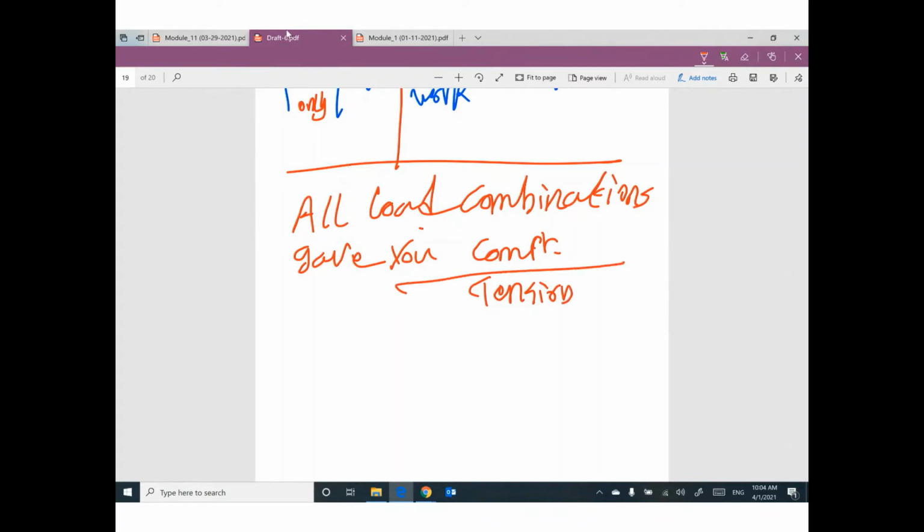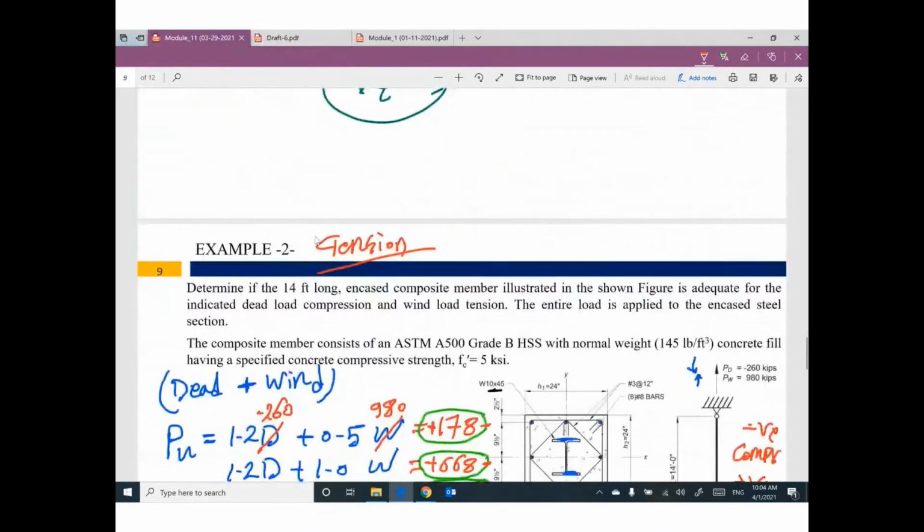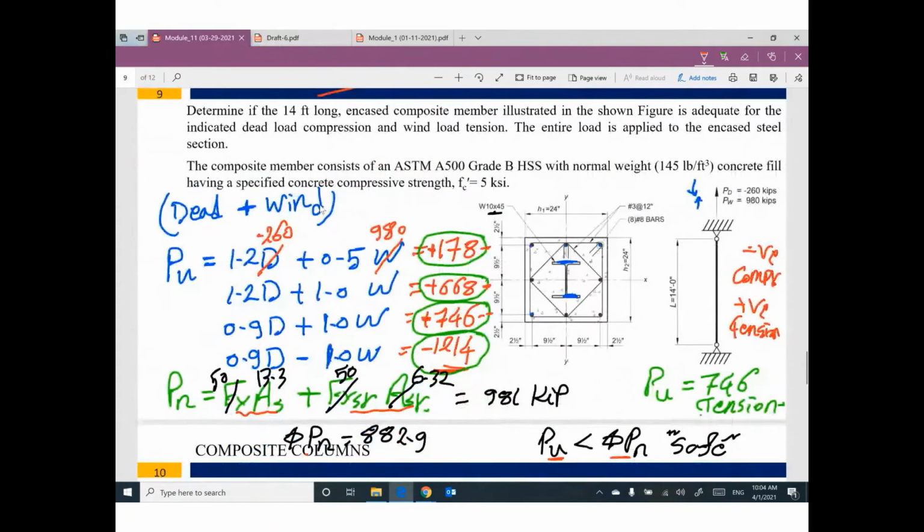So your case is tension only, because you are lucky. These combinations give you values in tension and the value in compression. So we have two scenarios, two different situations, and we need to check both of them.